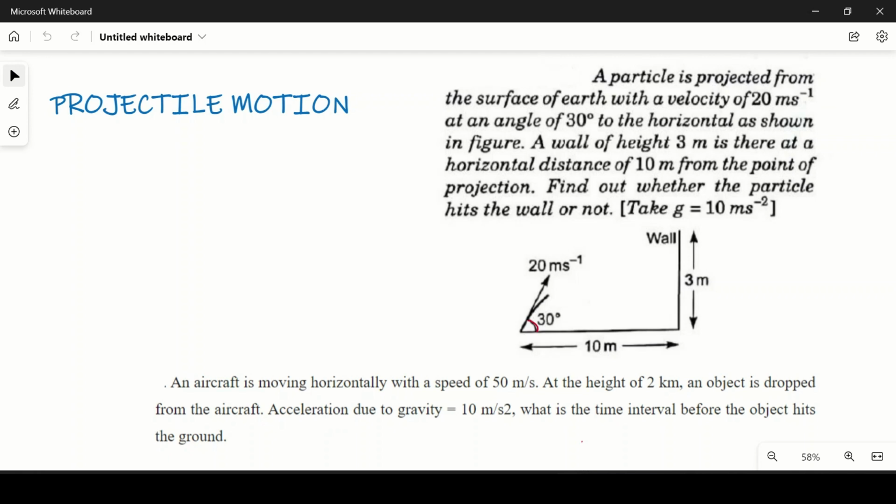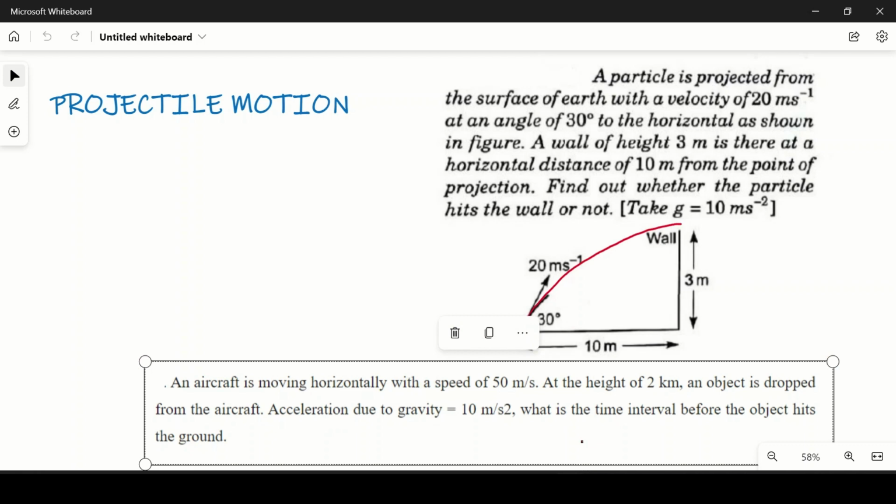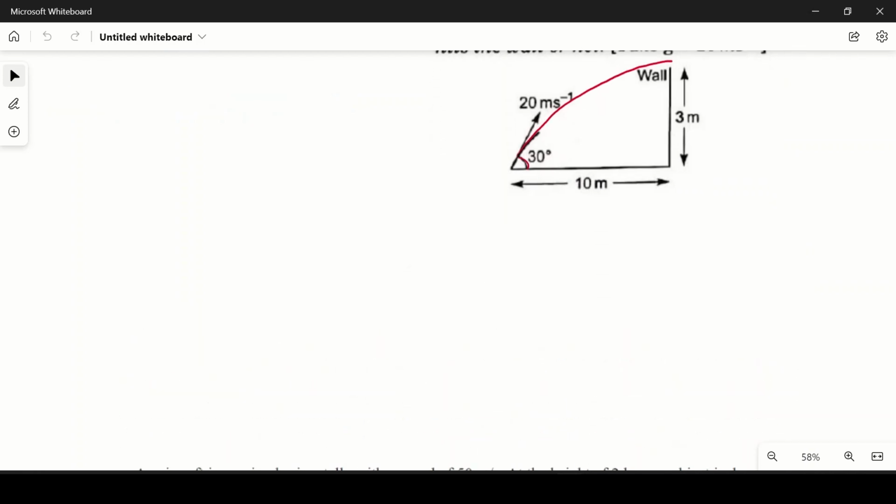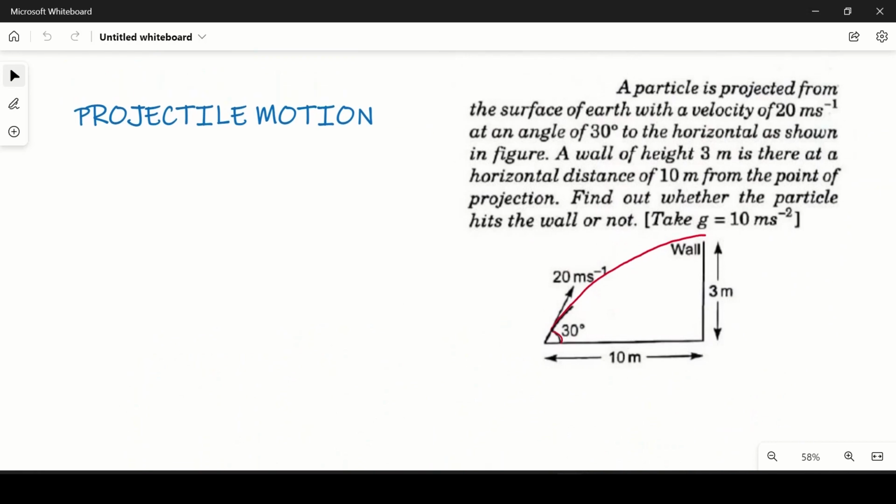So we have to find that if this particle will go like this, then it will hit the wall here, or it will cross the wall, or it will fall before the wall. So let's find out. We have another problem, but let's first solve this first problem. We will move this downward so that we can have some space. Then let's solve this. See, the v naught is given 20 meter per second.